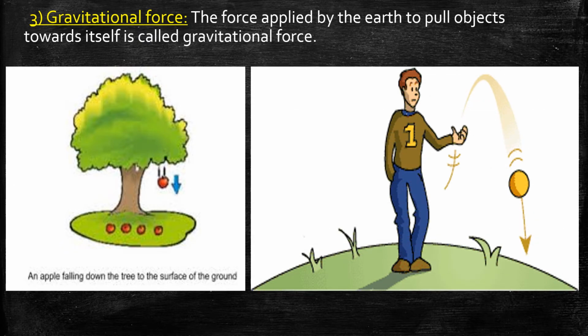Now this second picture, what can you see in this? If an object is thrown upward by applying force, it reaches a certain height and then comes down. See that ball? First it has gone up and then it is coming down on the ground, right? So this is just because of gravitational force, because the earth is pulling objects towards itself, and that force applied by the earth to each and every object on it is called gravitational force.